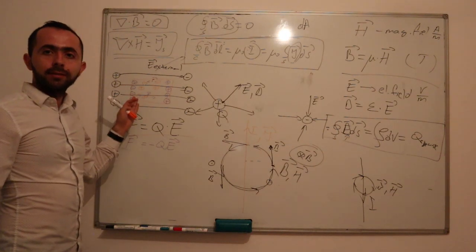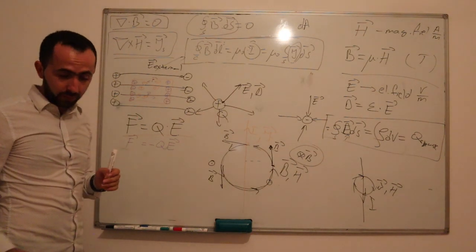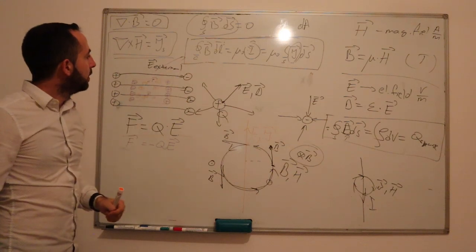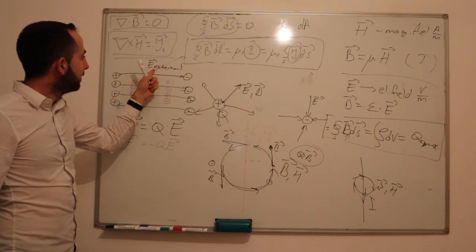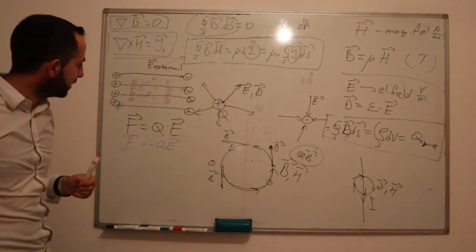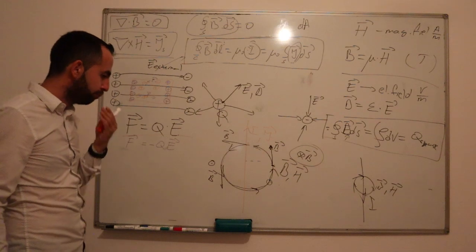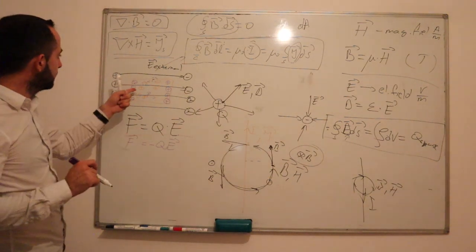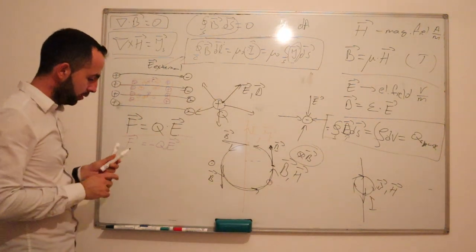If I want a different change of current, I will create a different external electrical field. But what happens here now?